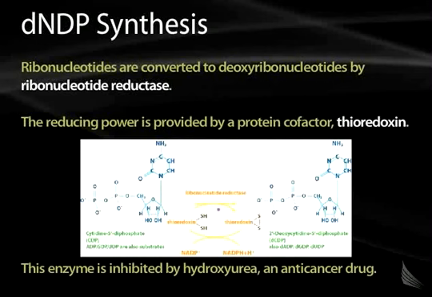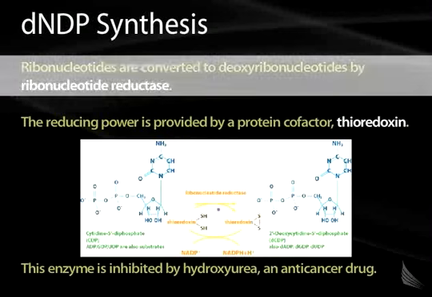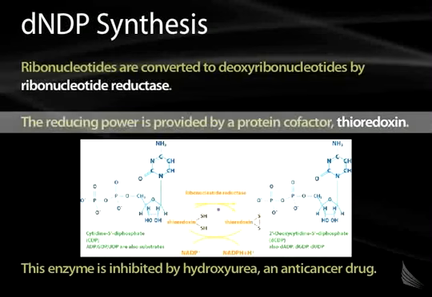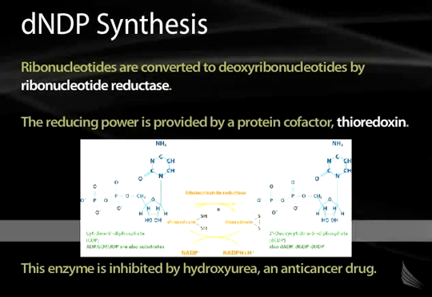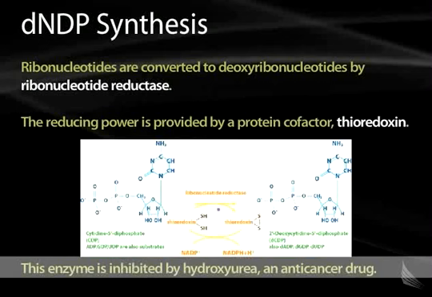Now, everything that we talked about so far is the formation of ribonucleotides. These ribonucleotides are used in RNA synthesis, obviously, but they need to be converted to deoxyribonucleotides. And this is done by an enzyme called ribonucleotide reductase. The reducing power that allows this to be reduced is provided by a protein cofactor called thioredoxin. Now, this enzyme, ribonucleotide reductase, is inhibited by a compound called hydroxyurea, and this is used as an anti-proliferative drug to treat certain types of cancer.